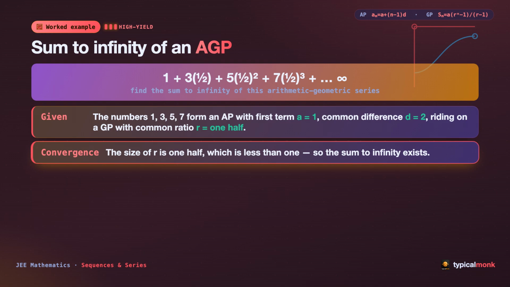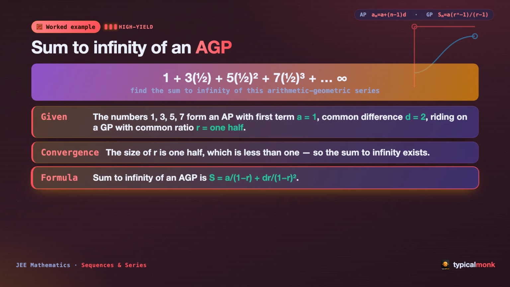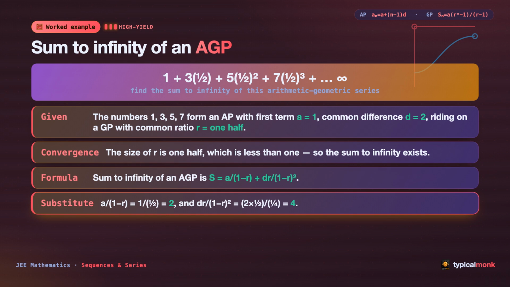Check that the sum to infinity can even exist. The size of the common ratio here is 1/2, which is less than 1, so the sum does converge. Step 3. Recall the formula for the sum to infinity of an arithmetic-geometric series: the first term over 1 minus the ratio, plus the common difference times the ratio over 1 minus the ratio squared. Step 4. Substitute the numbers in.